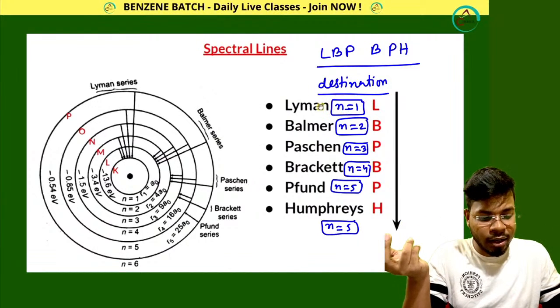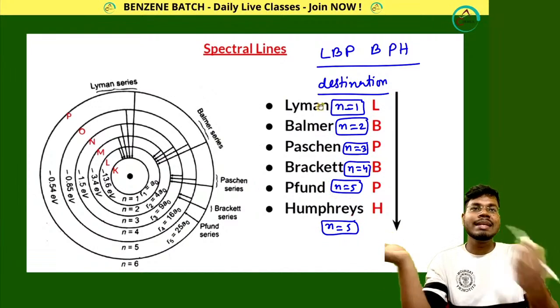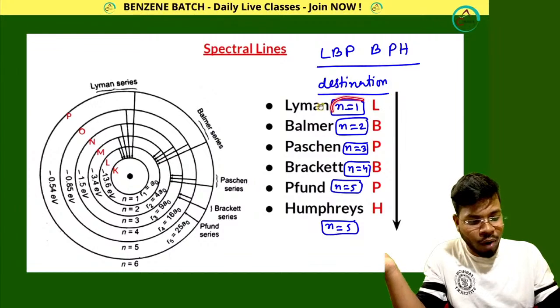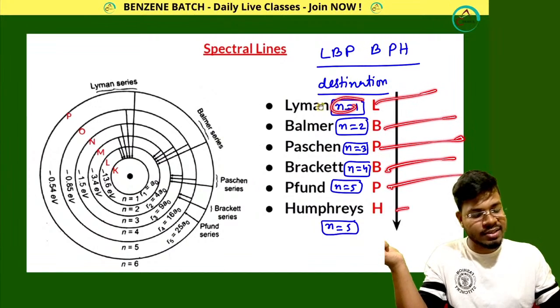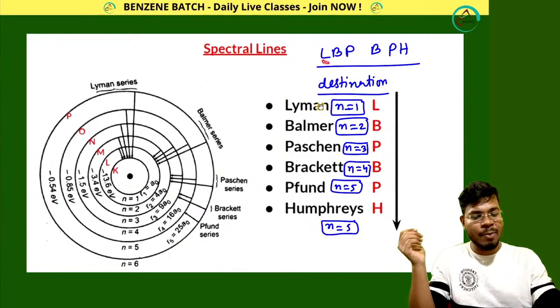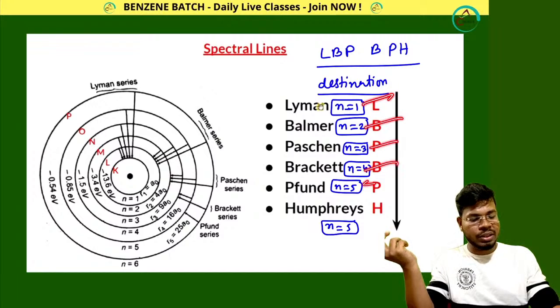Orbit number 1, 2, 3, 4, 5, 6: you will be getting the corresponding spectral series. For 1, Lyman; second, Balmer; third, Paschen; fourth, Brackett; fifth, Pfund; sixth, Humphreys. That's the logic. LBP, BPH. You need to remember in this order, otherwise this 1, 2, 3, 4 thing won't work.